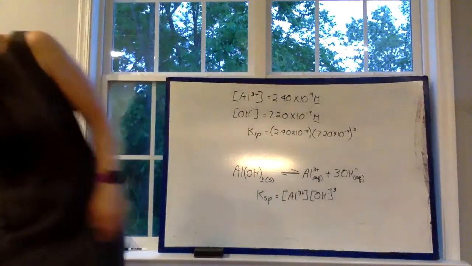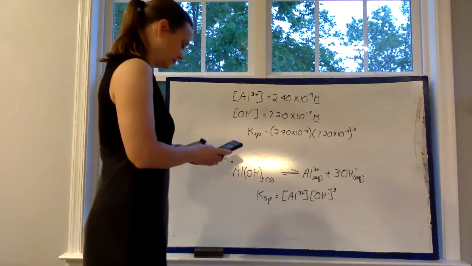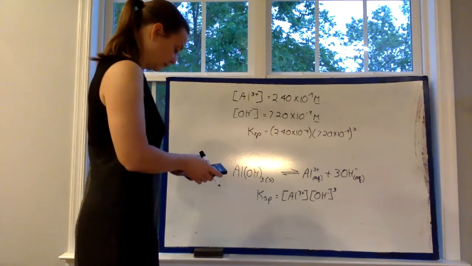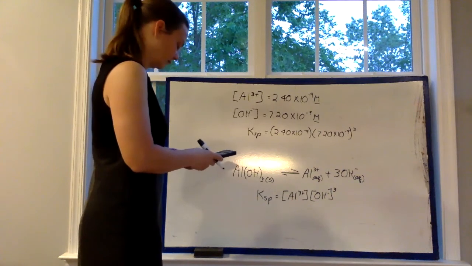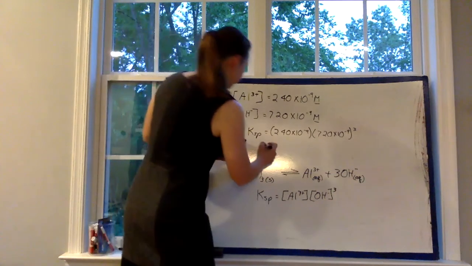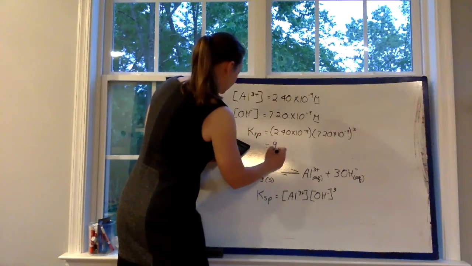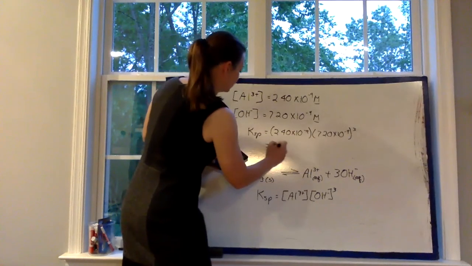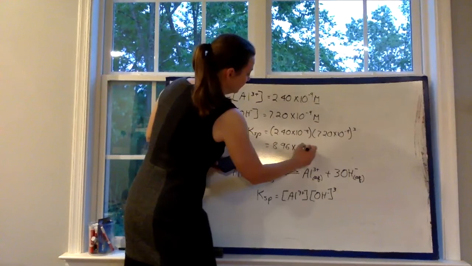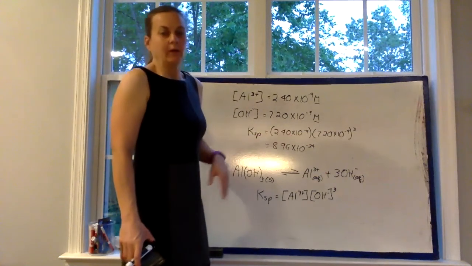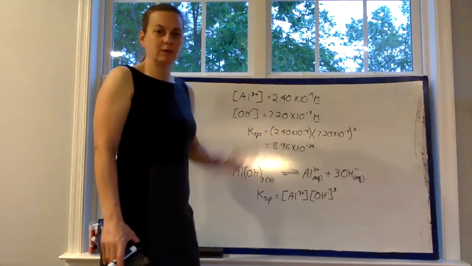Now we need a calculator. And we get that the KSP equals 8.96 times 10 to the negative 30. Now it's a really, really tiny number, but these were really tiny numbers as well. So, given concentrations, we can calculate KSP.